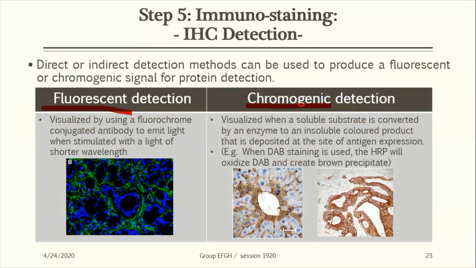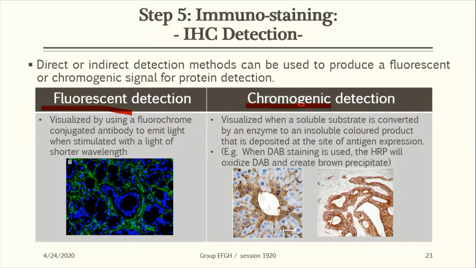In fluorescent detection, a fluorophore will be conjugated to the antibody. If there is a reaction, it emits light, provided that it is stimulated with light. Hence, for fluorescent detection, it is best to do the staining in a darker place.